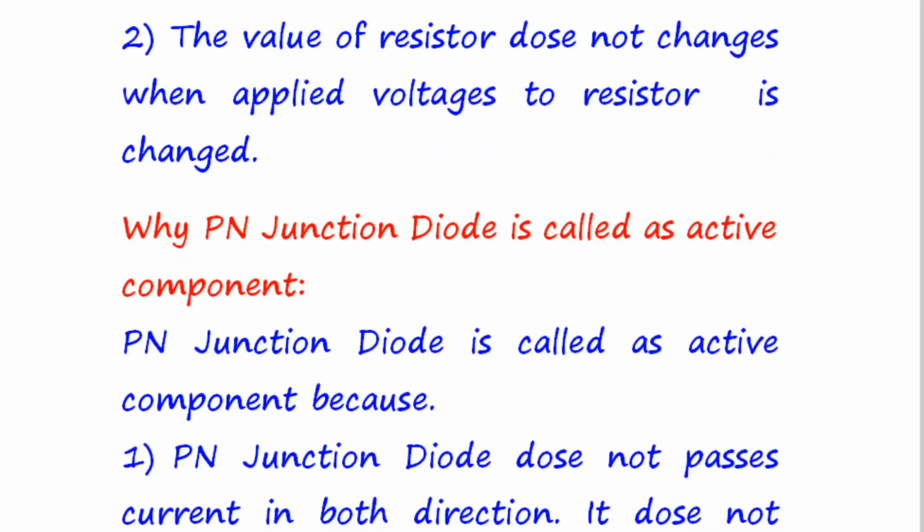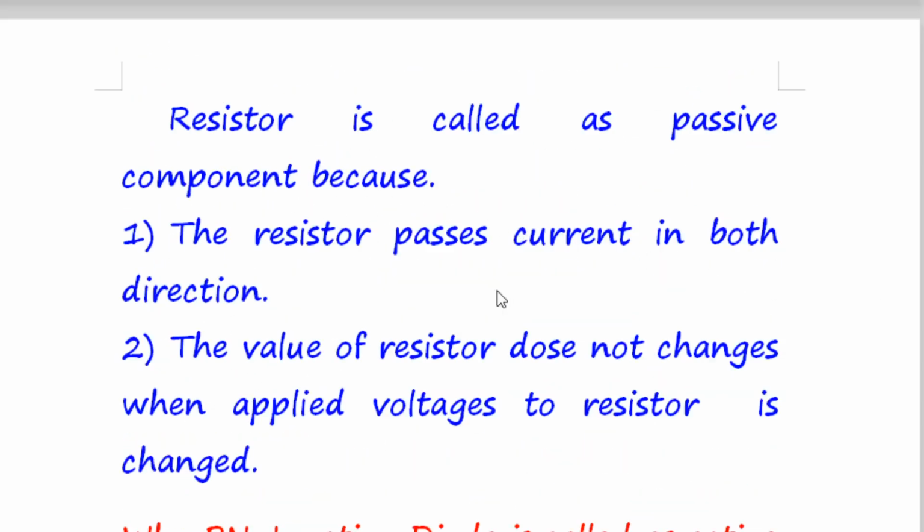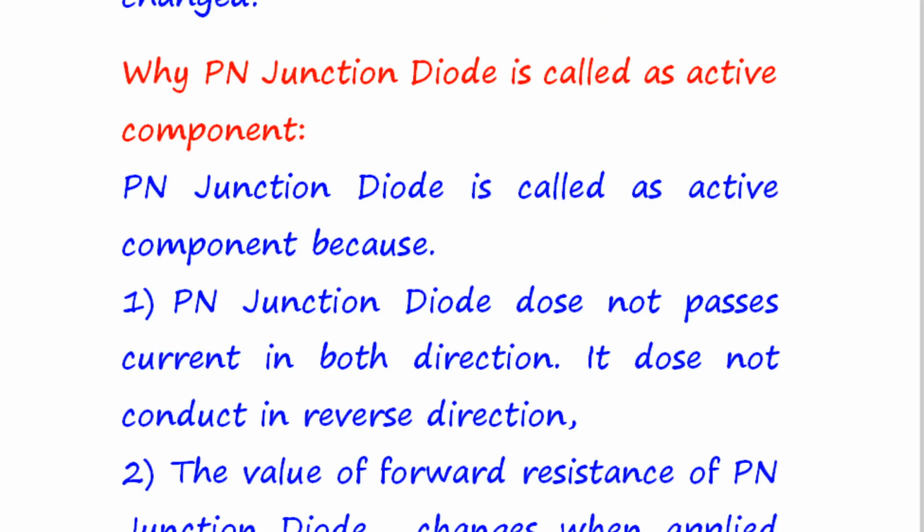Now let us come to the important part: why is a PN junction diode called an active component? Whatever is happening here with the resistor, one parameter and the second parameter, the same thing does not happen in a PN junction diode. Therefore, a PN junction diode is called an active component.